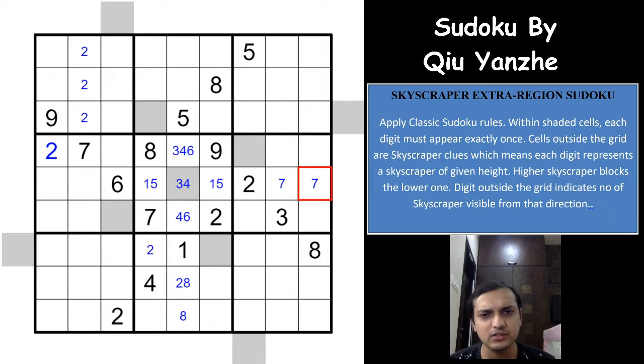Do we get anything else? There are very few digits, 16 digits exactly. And I don't think these are placed in such a way that we will be able to get any other digits by the classic constraint. So we'll have to use the variant constraint, exactly. The skyscraper and the extra region constraint will be used to solve this Sudoku.